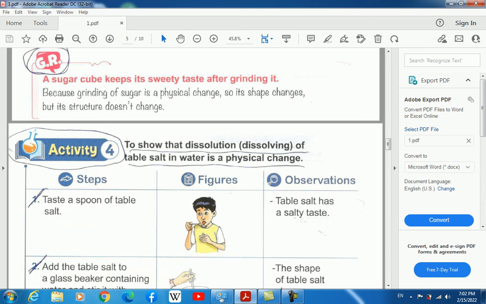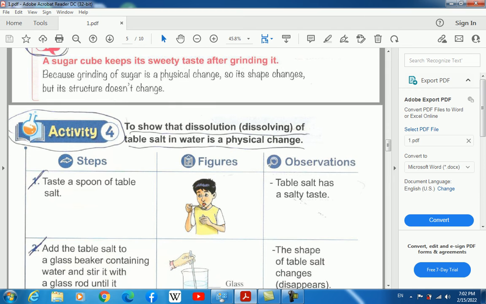So we can say, if we are asked to give a reason why a sugar cube keeps its sweet taste after grinding it, although we can't see it: because grinding of sugar is a physical change, so its shape changes but its structure does not change.